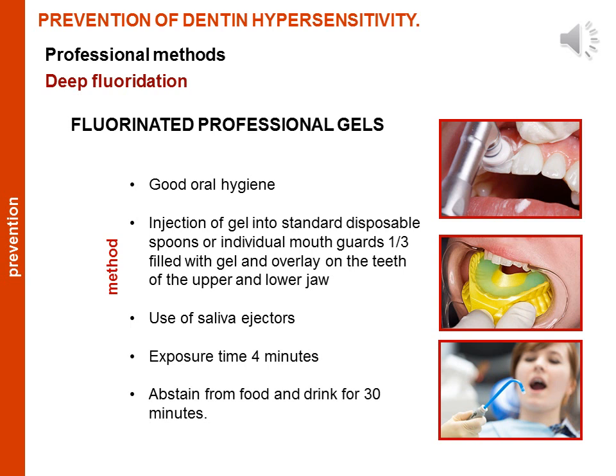Method of applying gels for deep fluoridation. First, good oral hygiene. Then the gel is placed into standard disposable spoons or individual mouth guards, a quarter filled with gel, and overlaid on the teeth of the upper and lower jaw. Use saliva ejectors. Exposure time is 4 minutes. Abstain from food and drink for 30 minutes.